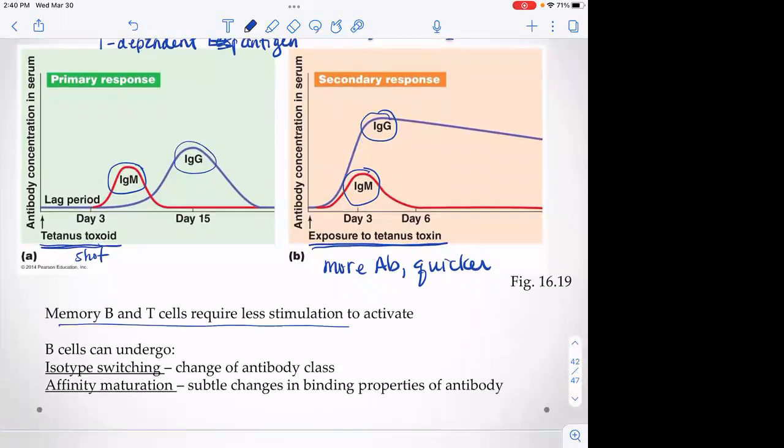They require less stimulation to activate both memory B cells and T cells. I didn't mention this before, but as well as isotype switching over the course of infection, we do get a little bit of affinity maturation, meaning those antibodies, those B cell receptors, will undergo maybe some point mutations and eventually learn to fit that antigen a little bit better. So we get a little better response as time goes on.